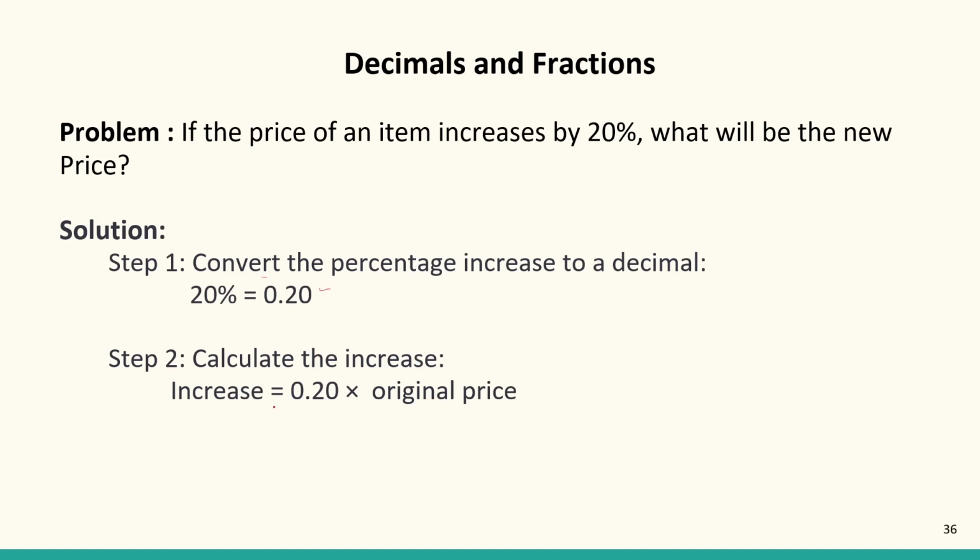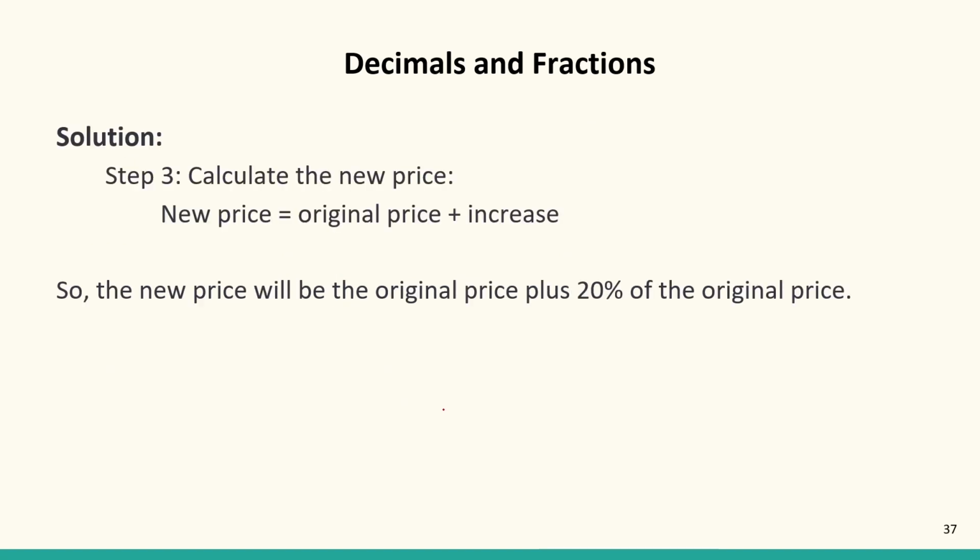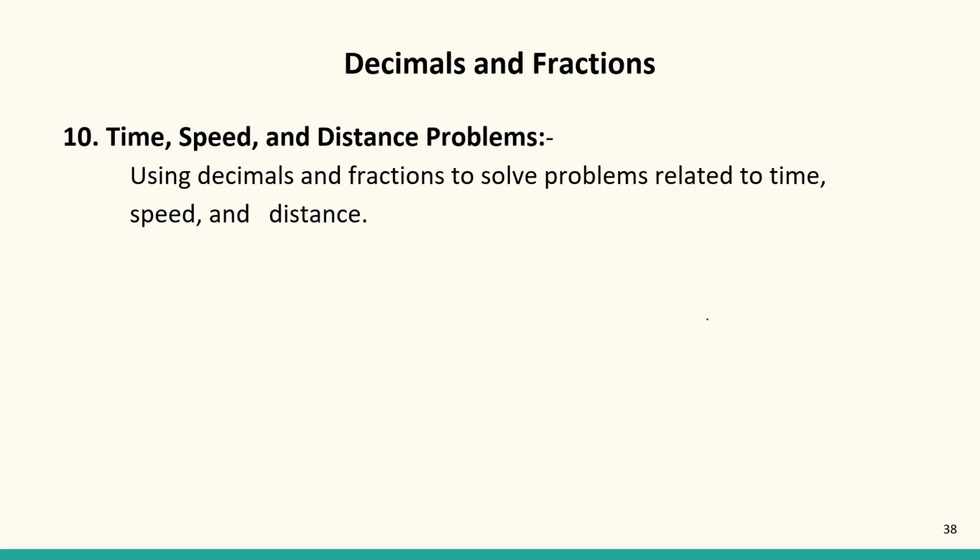So calculate the increase. So increase is equal to 0.20 into original price. That's how we can find out the new increased price. So calculating the new price is equal to original price plus increase. If x is the price of the biscuit before the increase, and the increase was by 20%, so 0.2 into x, that is equal to 0.2x. And now the final or present price is equal to the original price, that is x, plus the increase, that is 0.2x. This is equal to nothing but 1.2x. This is the answer. So the new price will be the original price plus 20% of the original price.